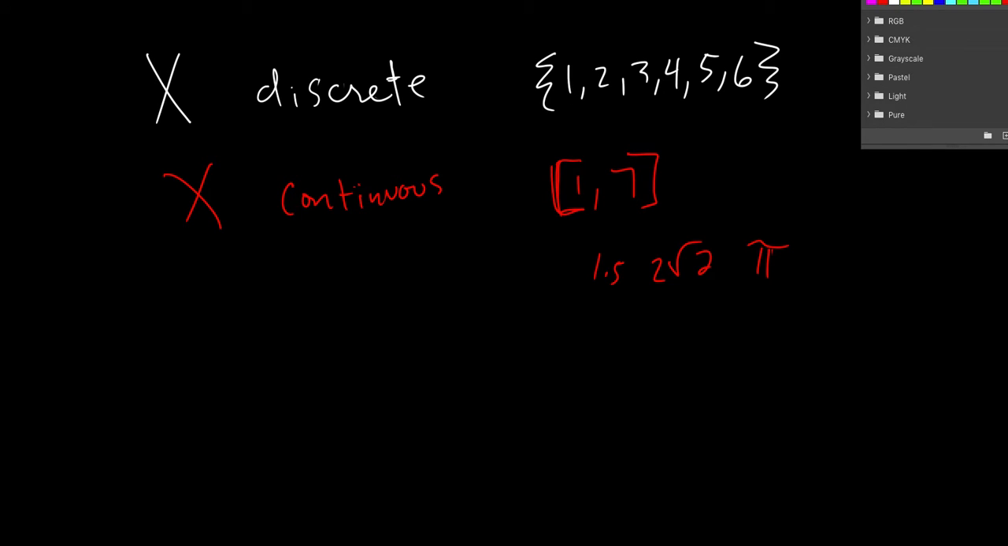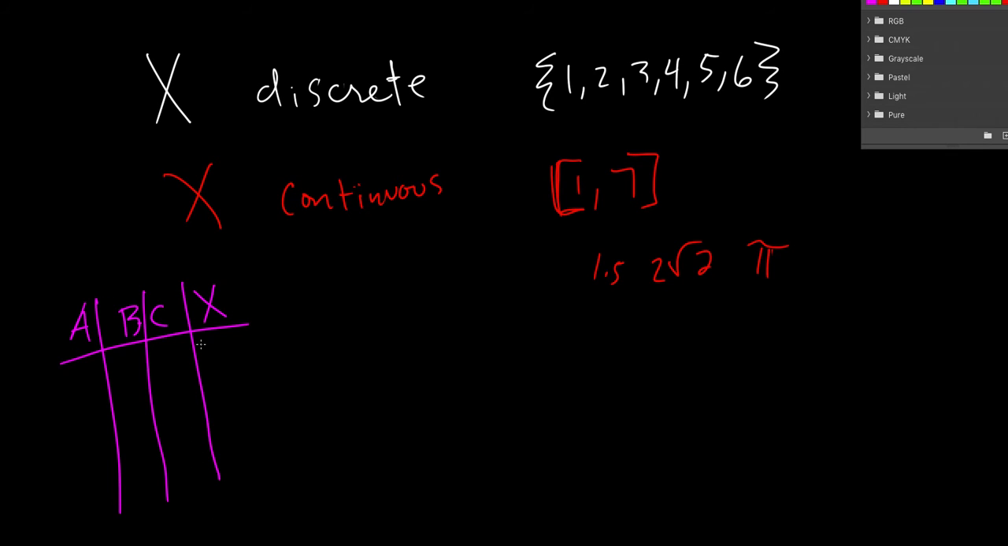Okay, now it says a supermarket has 3 checkouts, A, B, and C. A government inspector checks the weighing scales for accuracy at each checkout. The random variable x is the number of accurate weighing scales at the supermarket. So it wants us to list the possible outcomes. If we have scales A, B, and C, we could have the outcome where none of them work. And so the outcome would be 0 working scales in that store.